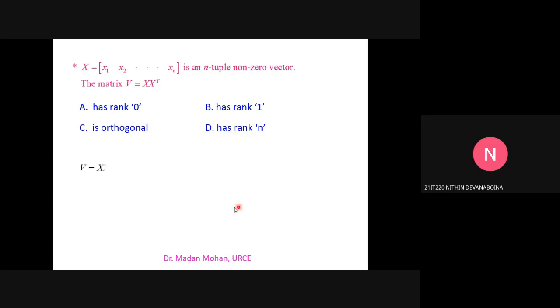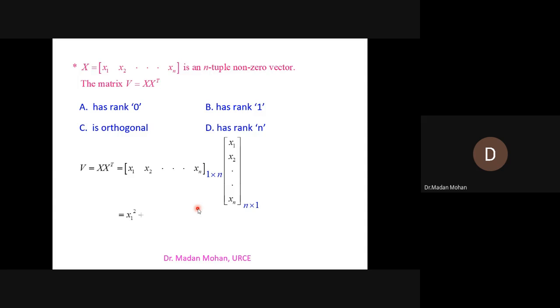If x equal to x1, x2, ..., xn is a non-zero n-tuple vector, the same problem I have given in reverse order: X into X transpose, the row vector first. Now, a similar model. Rank is n, sir? Now I agree with you, you thought like this previously.